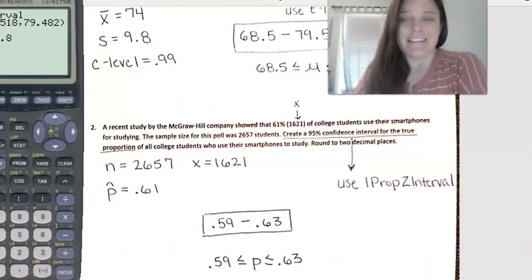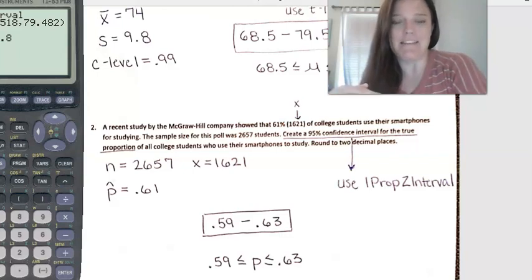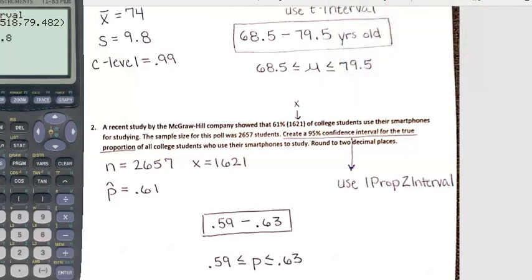Now the next one is talking about proportions, which you probably could guess because the other one was means. But again, we're going to look at some things that would let us know if it's proportions or means. So here it says, a recent study showed that 61% of college students use their phones for studying. In these types of problems, sometimes they'll give you the percentage and sometimes they'll give you the X value. If we're doing it in our calculator, we need the X value instead of the percentage. So it's nice if they give you both, but if they don't, then you might have to calculate one or the other. But anyway, that's what this number is.